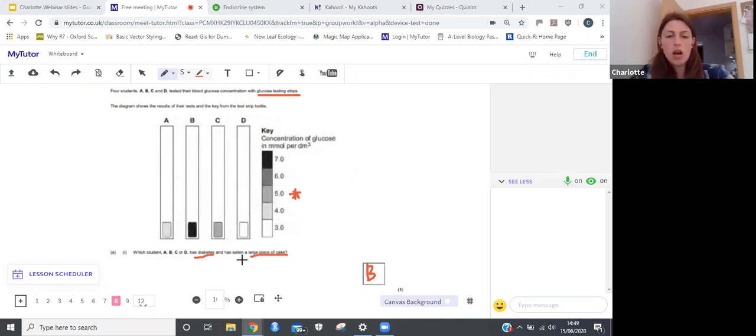So if the student has diabetes and has eaten a large piece of cake, cake's really sugary, so lots of glucose goes into the blood through the digestive system. If they've got diabetes, they have no way of extracting that glucose, because insulin depends on which type of diabetes they have, but either way the body cells aren't taking insulin in, so they would have a really high blood glucose concentration. High in the key is 7, black area, so it's student B.